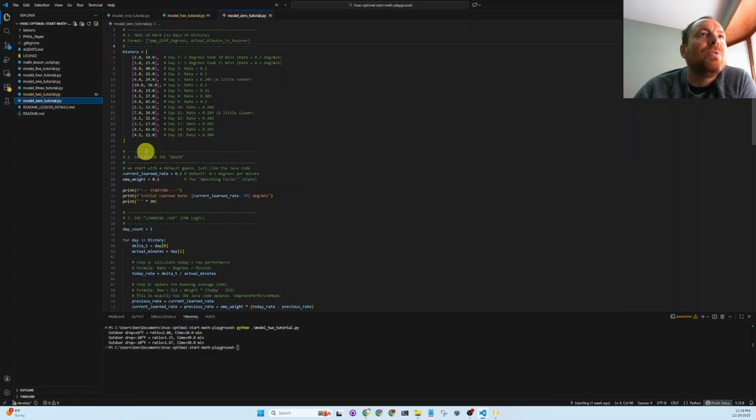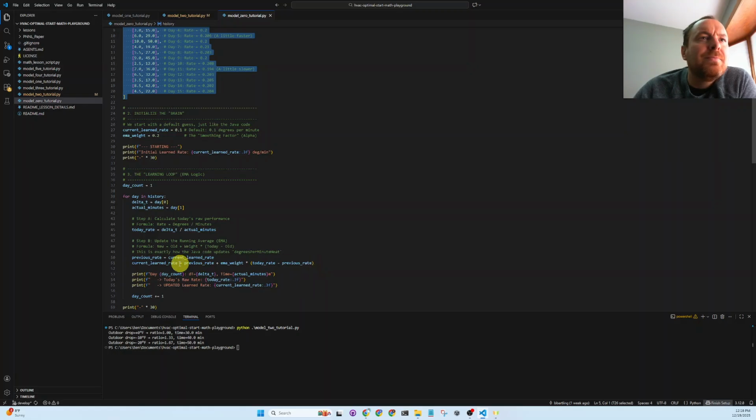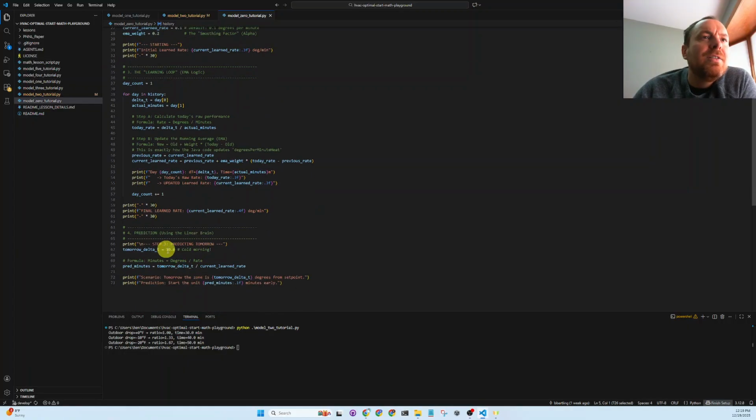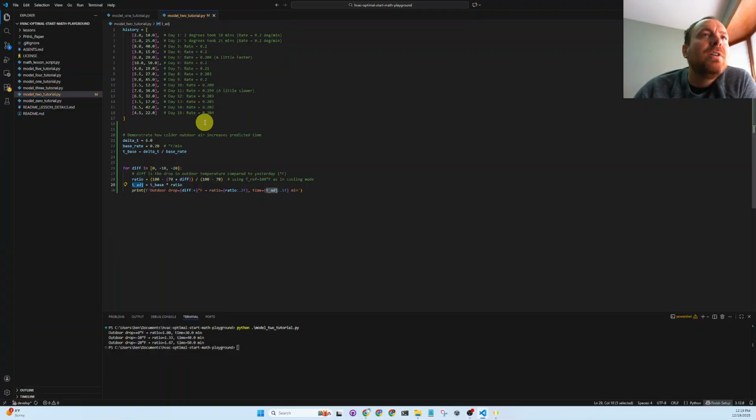So Model 0 was just computing an exponential moving average across these different values. So we're just taking an exponential moving average across this and then computing it in degrees per minute and then outputting minutes from that model. And then this Model 2 we'll get into factoring outside air temperature, kind of doing the same thing as Model 1, I think.